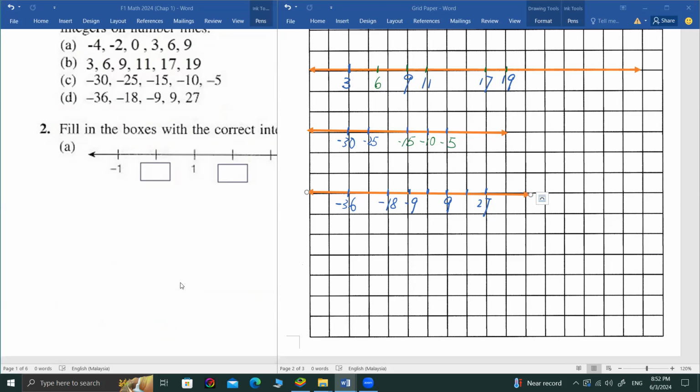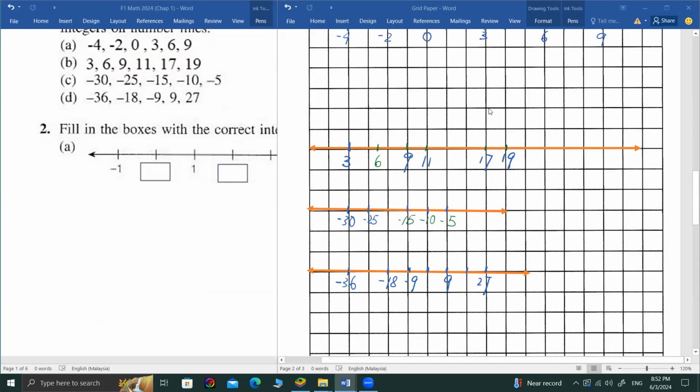Plus, if you have finished your number 1.1b, question 1, okay? Can I say all of you? How to draw the number line?